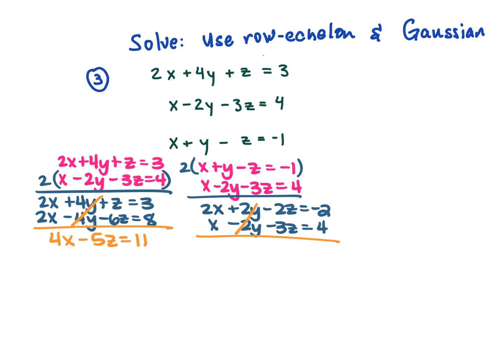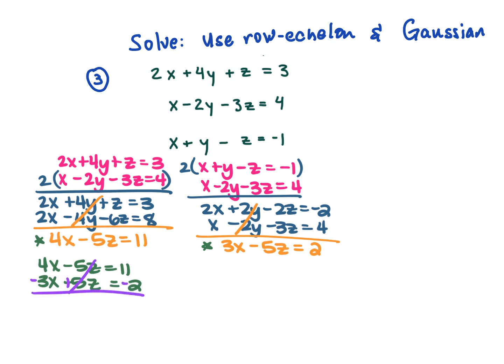Combine your like terms. Your y's cancel. You have 2x plus x, which is 3x. Negative 2z minus 3z is negative 5z, and negative 2 plus 4 is 2. From here, you have two new equations that you're going to work with. One being the 4x minus 5z is equal to 11. The other, the 3x minus 5z is equal to 2. Now, if we just subtract these or change the signs on the bottom equation, our z's will cancel and leave us with x is equal to 9.